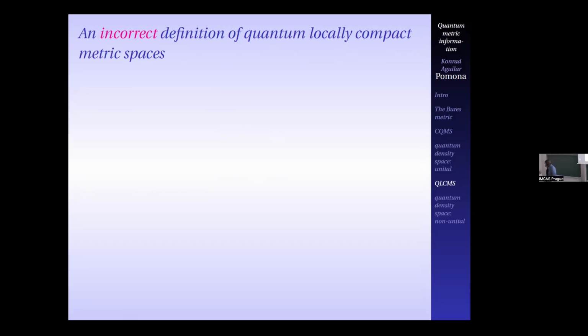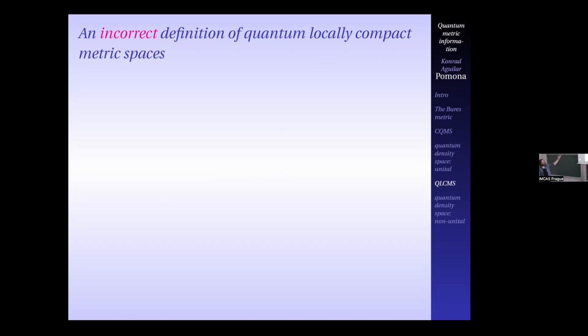So it's quite involved. The best way I thought to explain this is to start with an incorrect definition. The definition will have the Lipschitz pair as part of it, but what about the rest? So I'm going to go through 3 examples that should be quantum locally compact metric spaces. And they are, but if we start with an incorrect definition, they won't be quantum locally compact metric spaces.